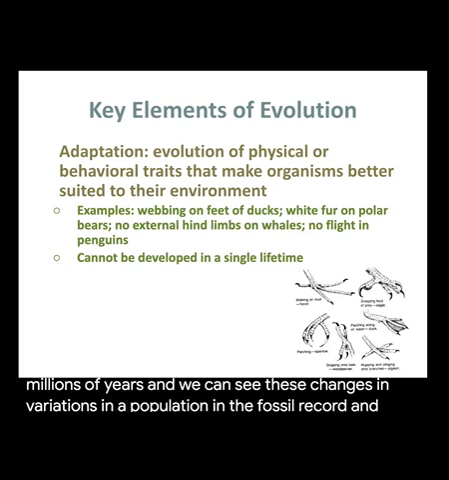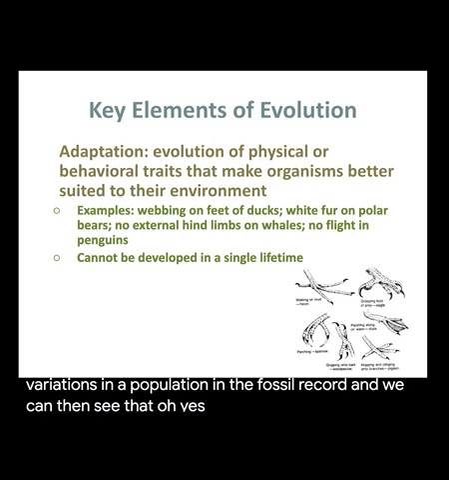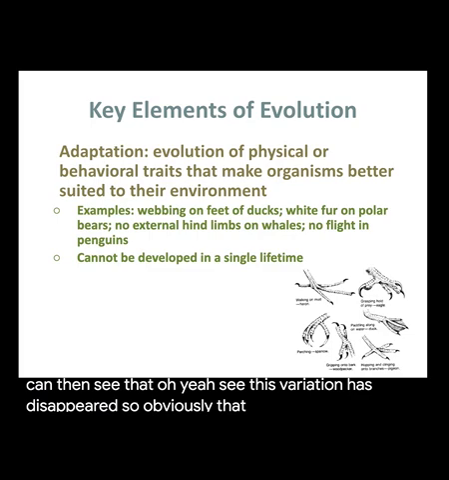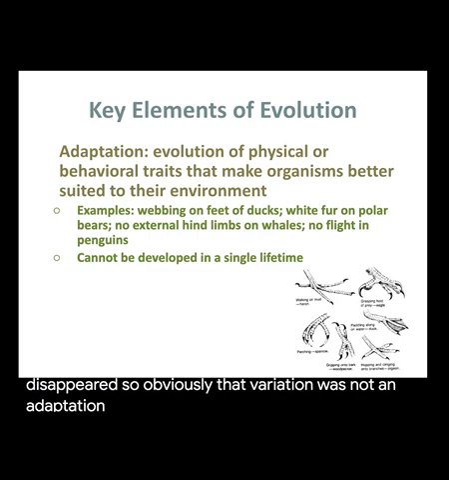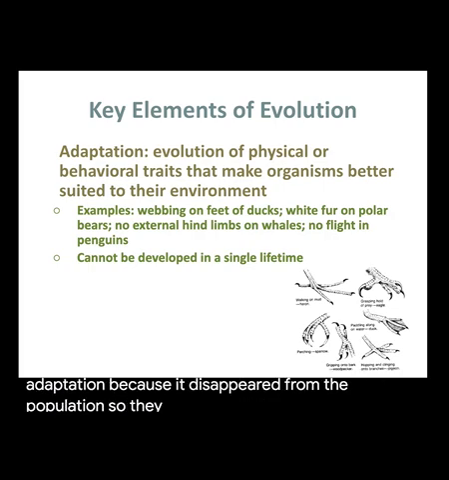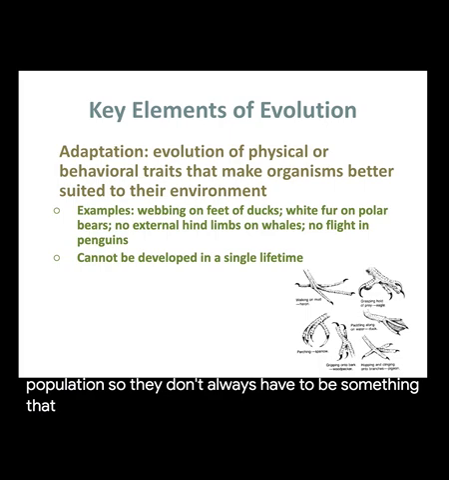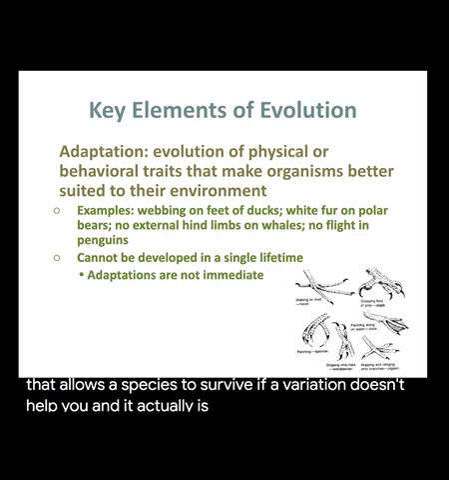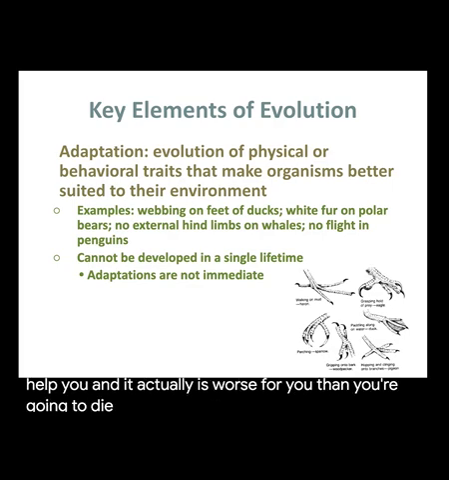And we can then see that this variation has disappeared. So obviously that variation was not an adaptation, because it disappeared from the population. So they don't always have to be something that allows a species to survive. If a variation doesn't help you and it actually is worse for you, then you're going to die and you're going to go extinct.